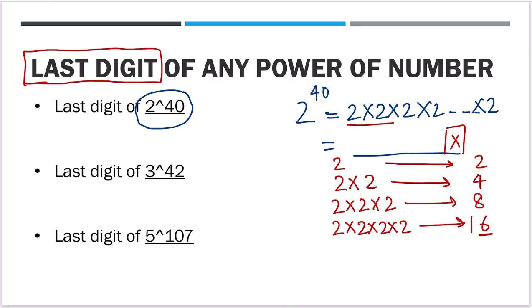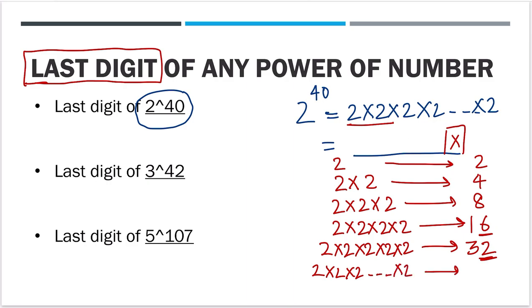After that multiply 5 times. The last digit is of 32, means 2. Multiply 6 times. That will give you 64. The last digit is 4. So if you observe clearly, 2, 4, 8, 6, 2, 4, 8, 6, 2, 4, 8, 6. This is a pattern which the powers of 2 will follow.